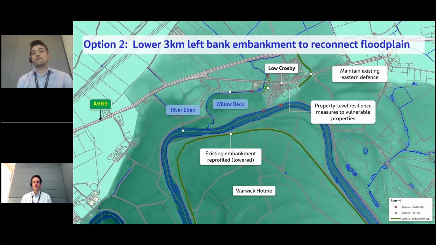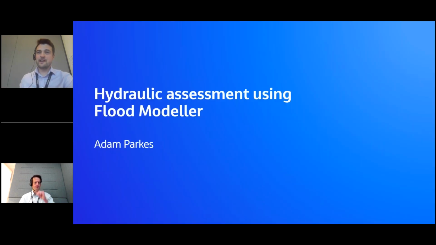So reliable crop production from a significant area of land. As you can see, it's more than 180 hectares of land. So the whole idea of this option is to lower that embankment such that we can reconnect that large area of floodplain, and in so doing, reduce the flood risk at Low Crosby. So that's the summary, and we're going to talk more about the details of the hydraulics of this with Adam. So Adam, over to you.